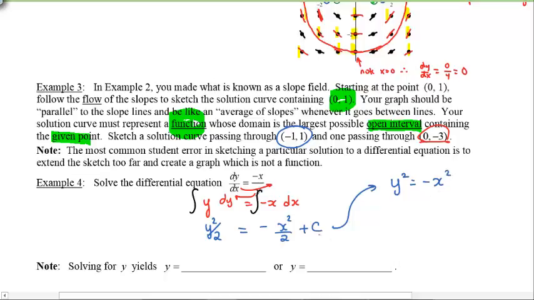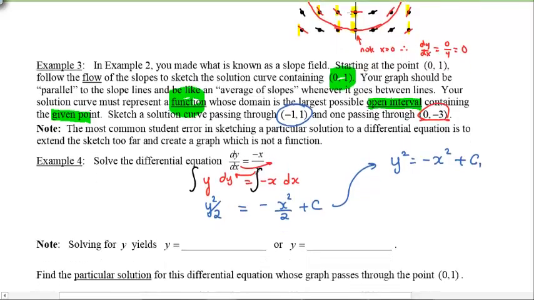And notice if I have a c and I multiply it by 2, it's still a constant. We could say it's 2c, but 2 times a constant is still a constant. So let me just call it some other constant, like c1, just to know that it's still a constant, but it's a different constant than plus c. All right, so solving for y. I have y squared, so y equals the square root of -x squared plus c1.